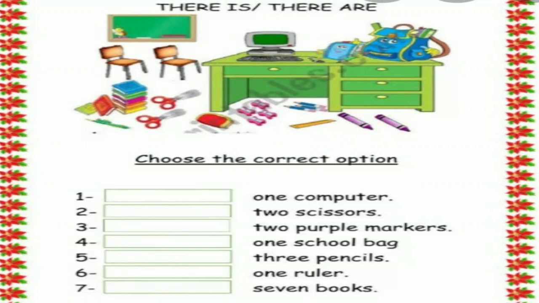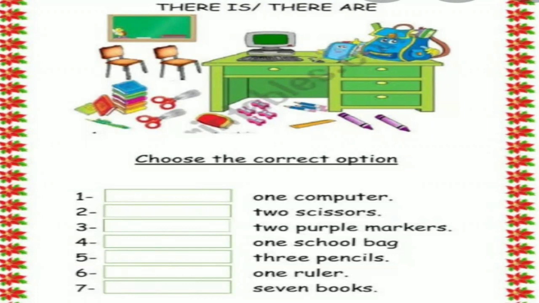Come to the next sentence. 2 scissors. So which phrase do we use? There is or there are? Very good. We will use there are. There are 2 scissors because we are pointing to more than one object.